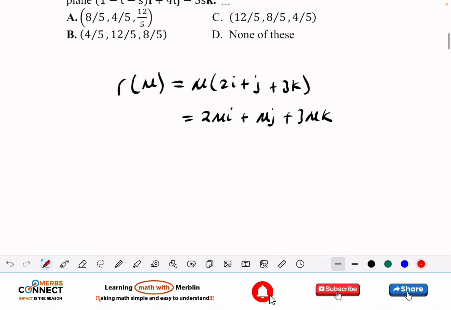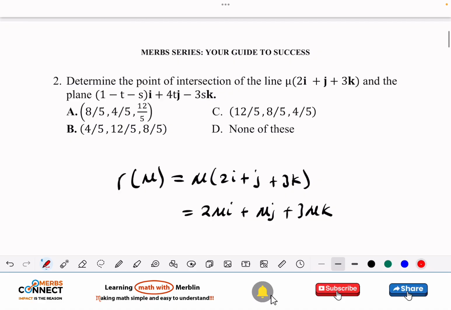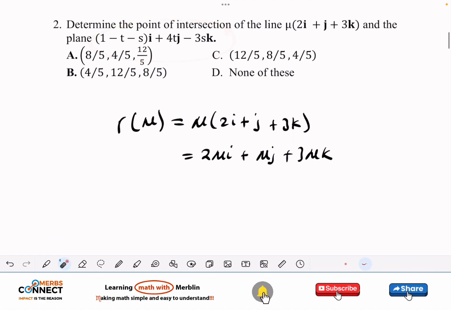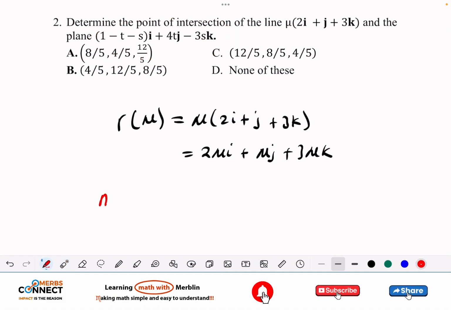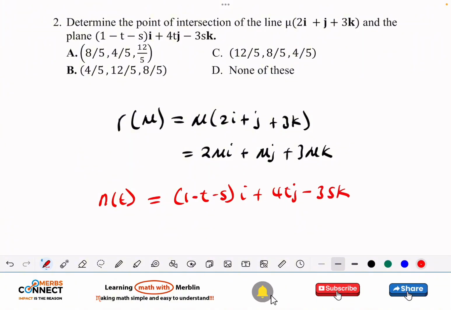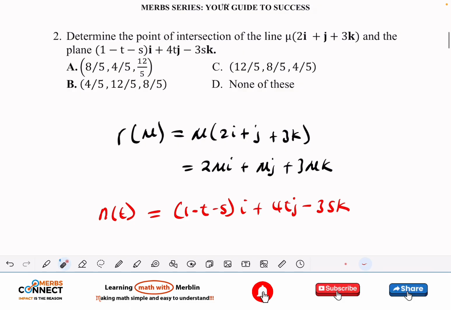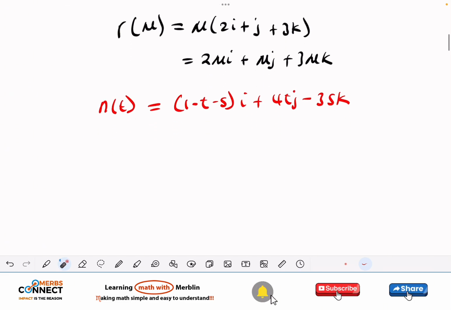And then my other function is in terms of t, right? So let me assume that this is n. So I'm going to have n of t because it's in terms of t. So I'm having 1 minus t minus s i plus 4t j minus 3s k, right? For intersection, we need to equate this and this. Then we find mu, we just do substitution and we get the point. So let's see what we are going to do here.